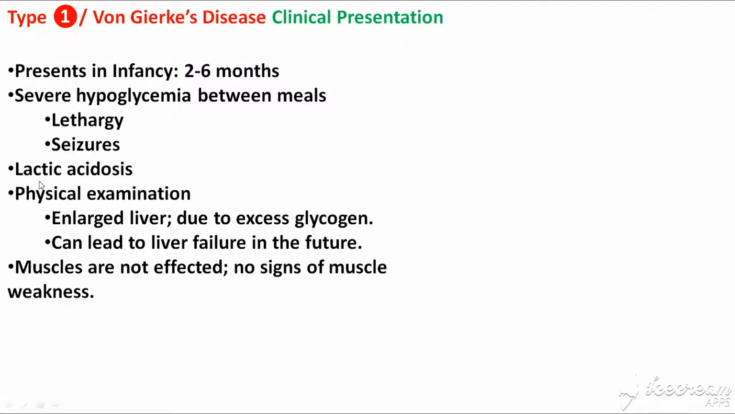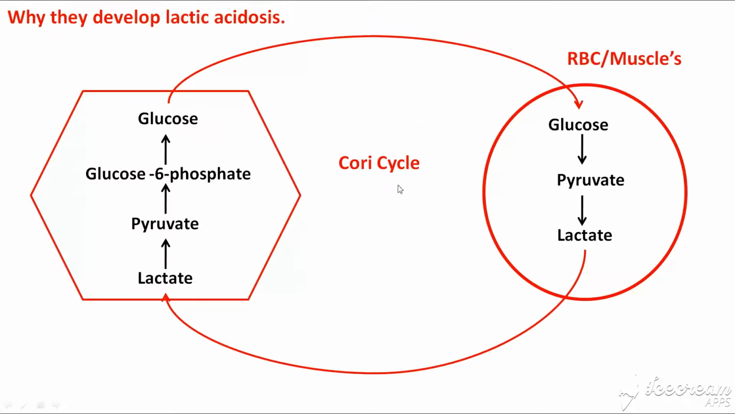These babies could also suffer from lactic acidosis. Now, to understand why type 1 glycogen storage disease causes lactic acidosis, we need to understand the Cori cycle. Okay, so in the Cori cycle, red blood cells and muscles produce lactate.